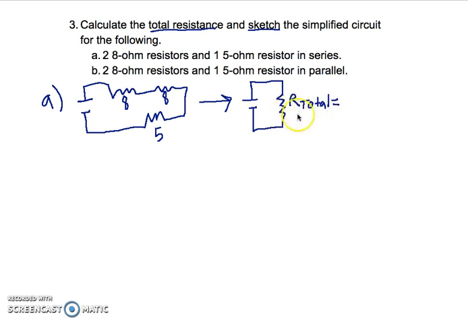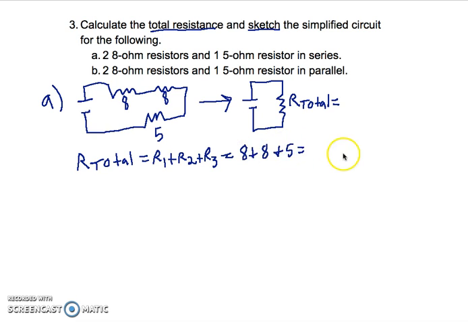But we just need to know what this value is for R total. So if we want to figure out the value for the total resistance, we just have to use the formula for series circuits. So it's just the sum of all the resistors. There's going to be 3 of them. R1 plus R2 plus R3. So that's going to be equal to 8 plus 8 plus 5. It's going to be 21 ohms.